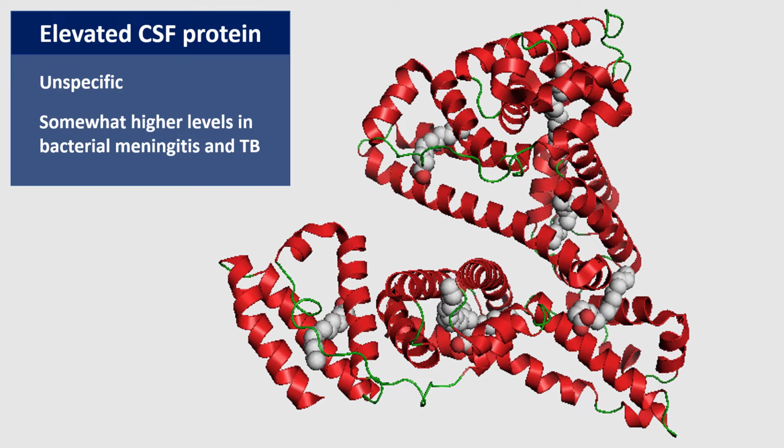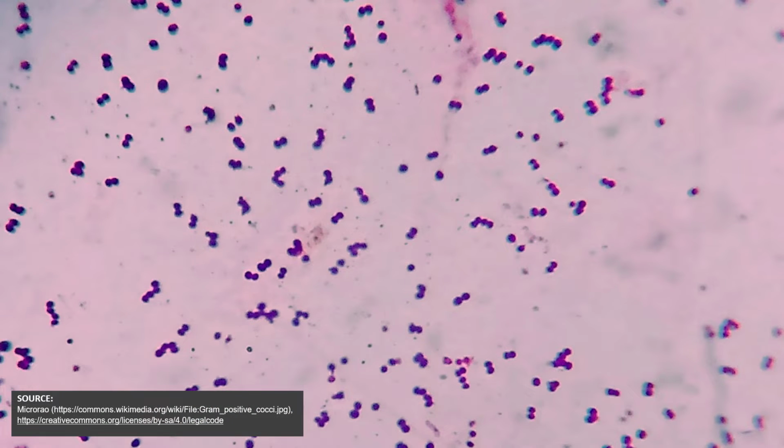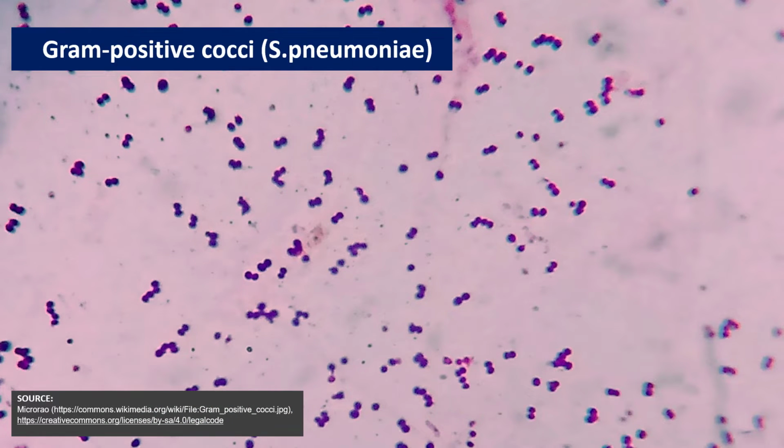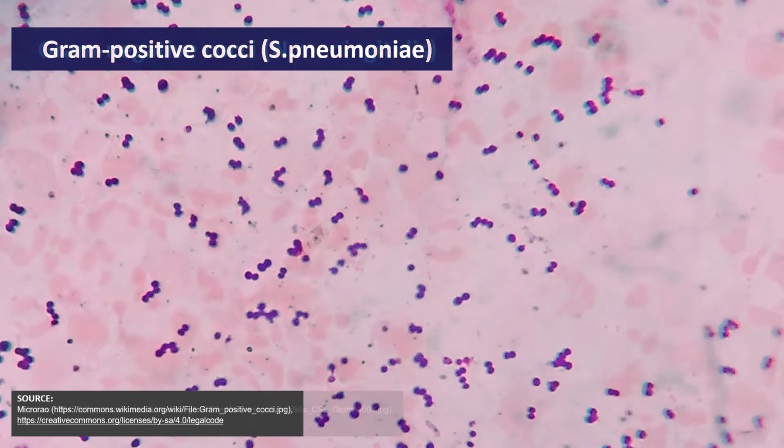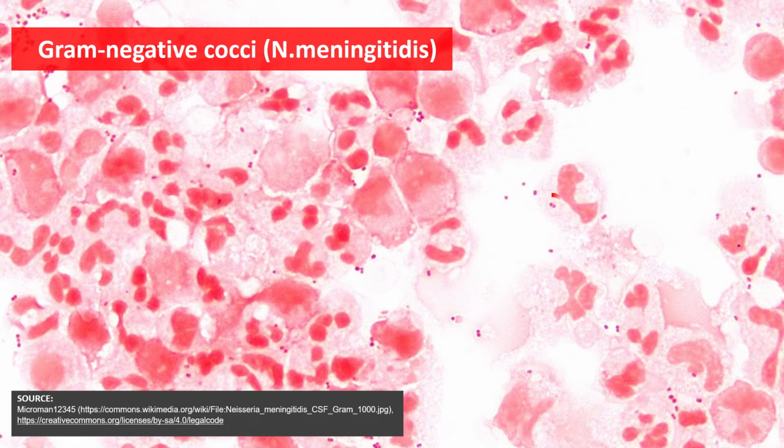Let's move to something a little bit more useful, like gram stain. If you work in a decent hospital, this should be done right away, meaning in less than, let's say, 20 minutes, you should know whether something is visible in the CSF, like gram-positive cocci or gram-negative cocci, gram-negative bacilli. And already this will give you a rough idea of what you are dealing with.